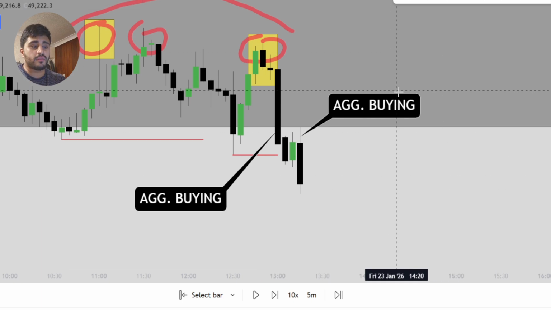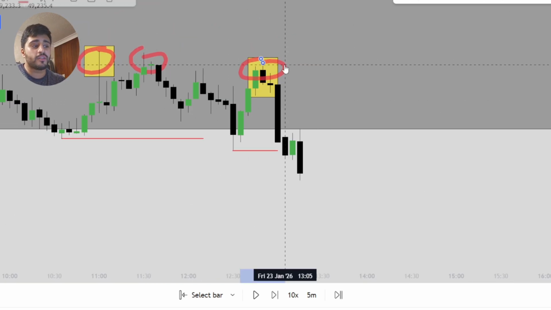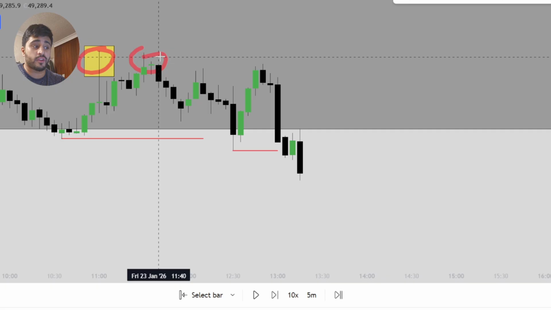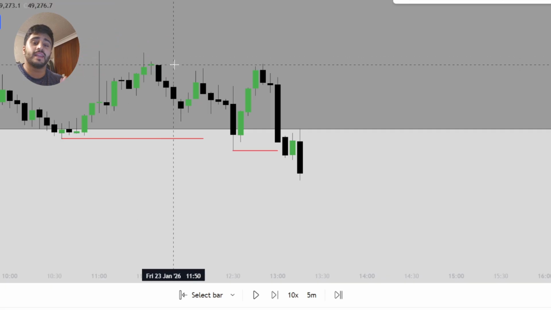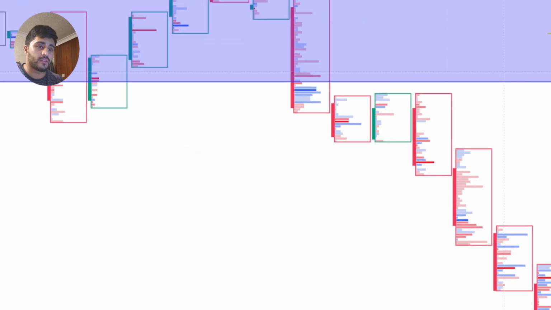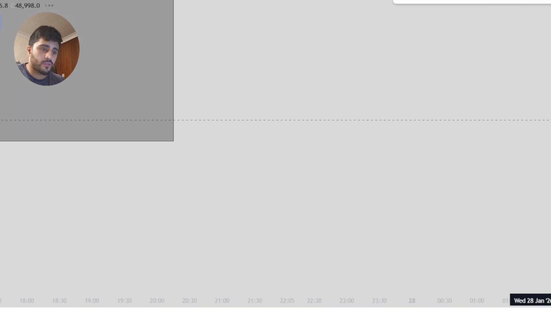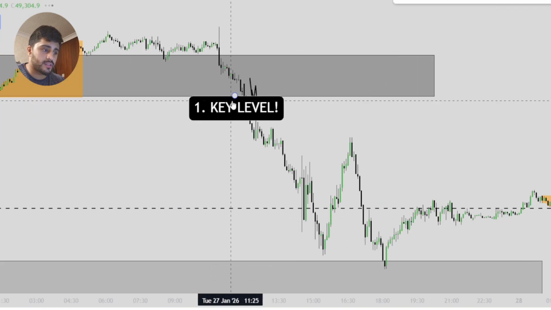So this is what confirms that the zone is actually a valid supply zone, right? The reason we know it's a supply zone or sellers are in control is because we can see the active buy orders, or the aggressive buy orders, failing. And we see that throughout the level and just as we break the level. Now, taking that into consideration, let's go to Tuesday the 27th.